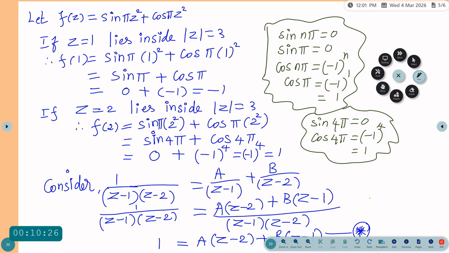So here z equal to 1 lies inside modulus z equal to 3, so we can find f of 1 value. And z equal to 2 lies inside modulus z equal to 3, so that we can find the f of 2, its value is 1. Next we consider the function 1 divided by z minus 1 into z minus 2 using partial fraction.